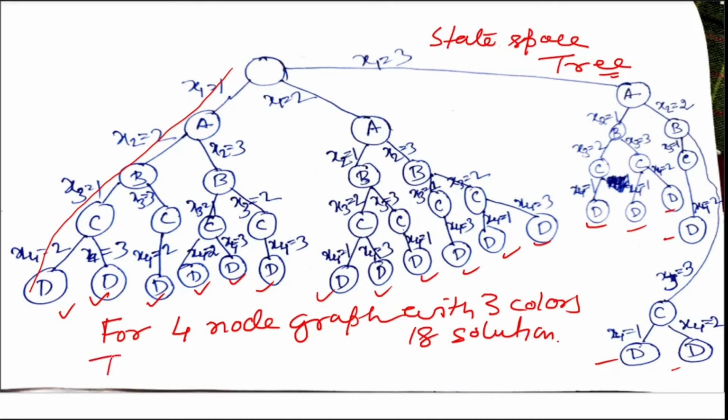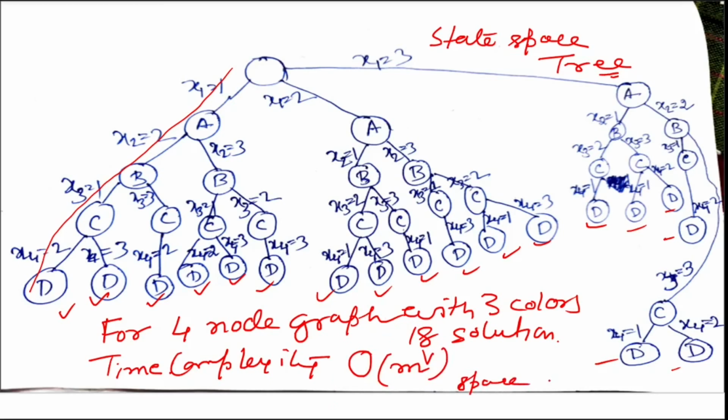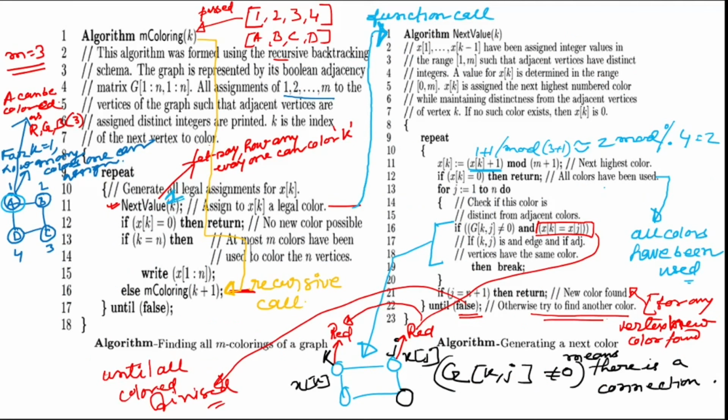Time complexity for this graph, we will come to it, but the algorithm also we will discuss a little bit. Time complexity is big O of number of colors to the power number of vertices, and space complexity is linear, O of n. M coloring, that we will see, but 5 nodes will become big. This is from Horowitz and Sahani.